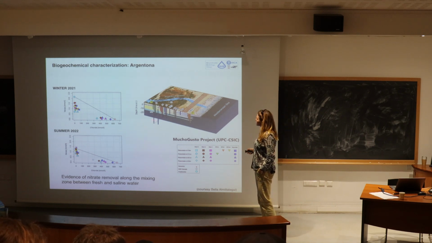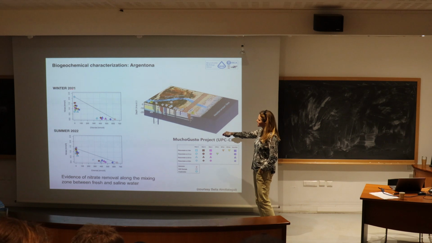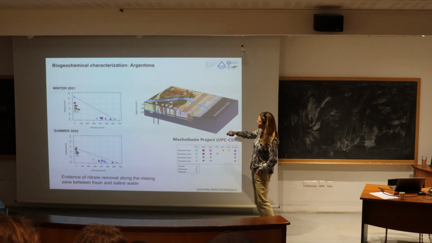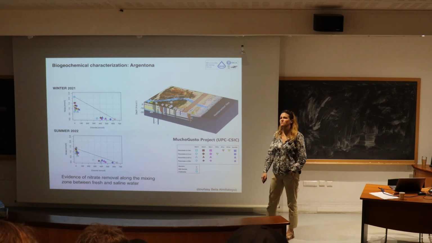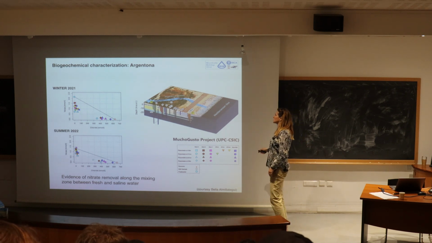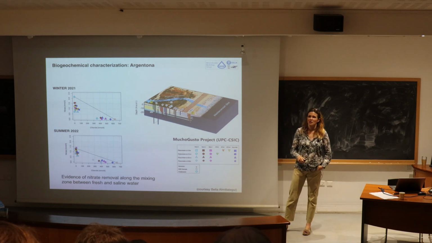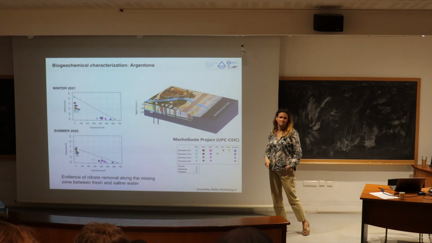The other thing I just wanted to show you, this is from a different site that is part of the Mucho Gusto project, but as we follow these flow paths from fresh groundwater offshore, we encounter salt water, and there's mixing between fresh water and salt water, and nitrate concentrations along those flow paths tend to drop in a way that's not conservative. So this interface between fresh water and salt water is really important as a zone of chemical transformation.